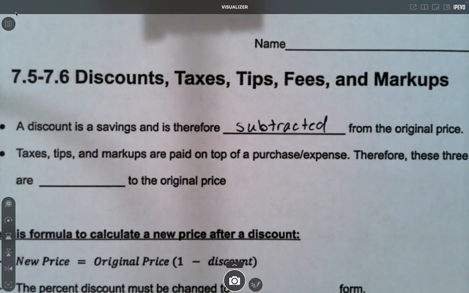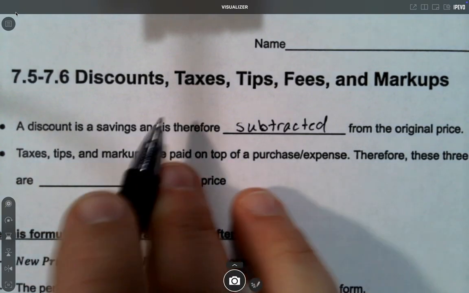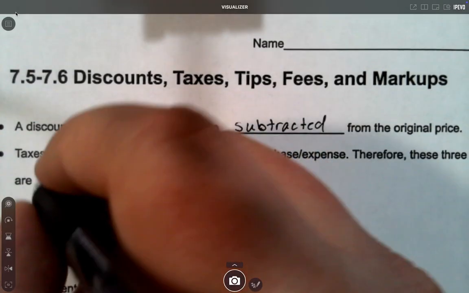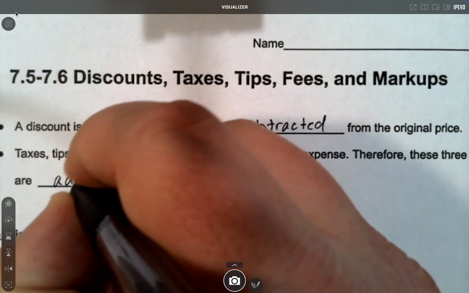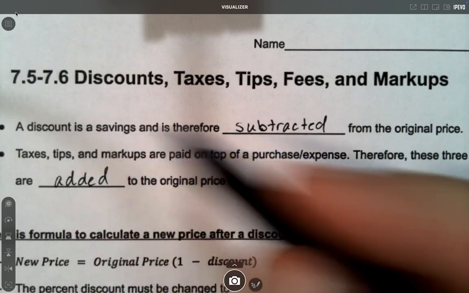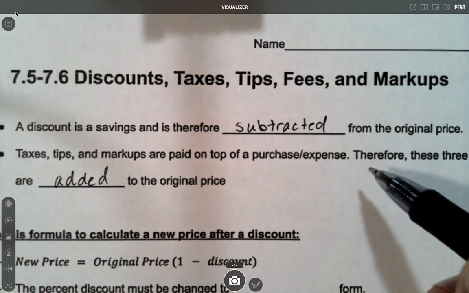from the original price. Now, everything else on the list, taxes, tips, fees, and markups, are paid on top of a purchase or expense. Therefore, these three are added to the original price. It's important to remember, discount means subtract. All the others mean added.